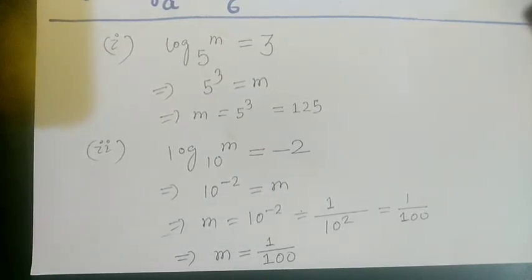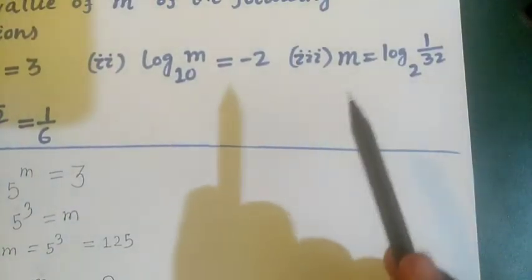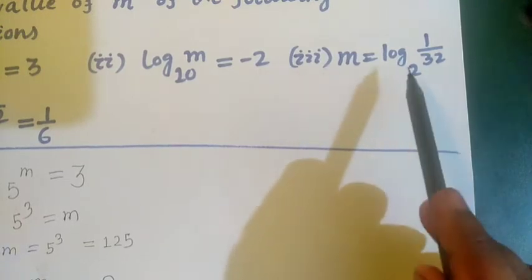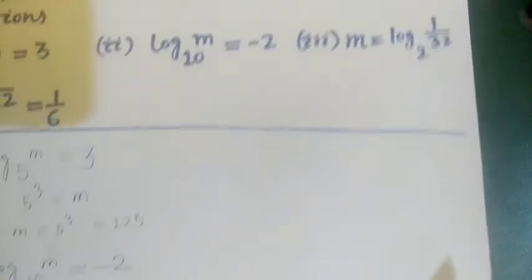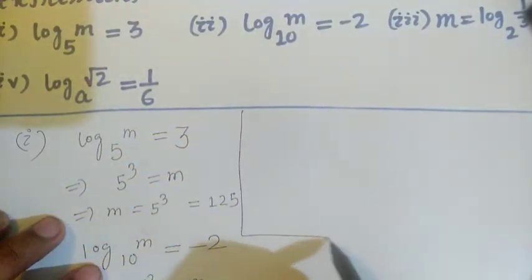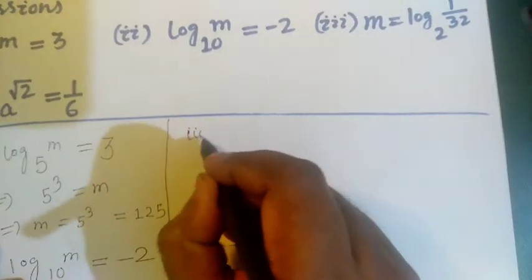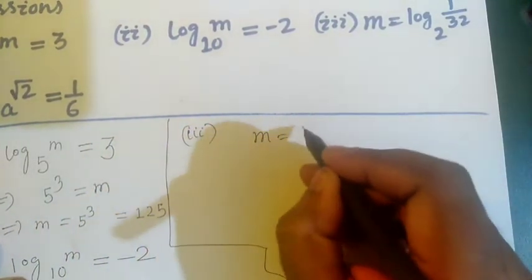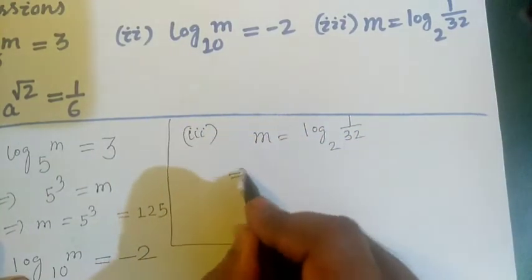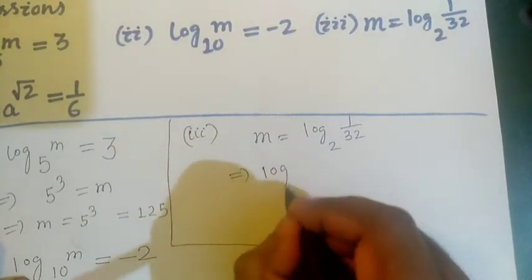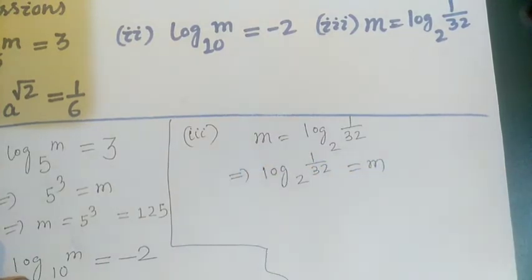The third question is m is equal to logarithm of 1 by 32 with base 2. So let us solve here and find out the value of m. m is equal to logarithm of 1 by 32 with base 2. This implication we can also write in the other form.